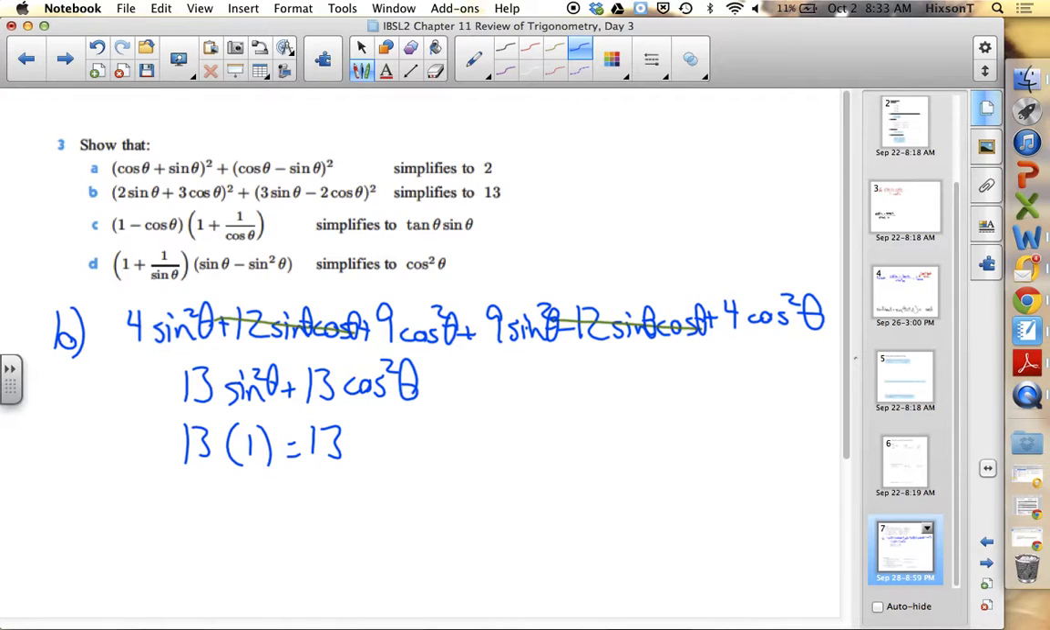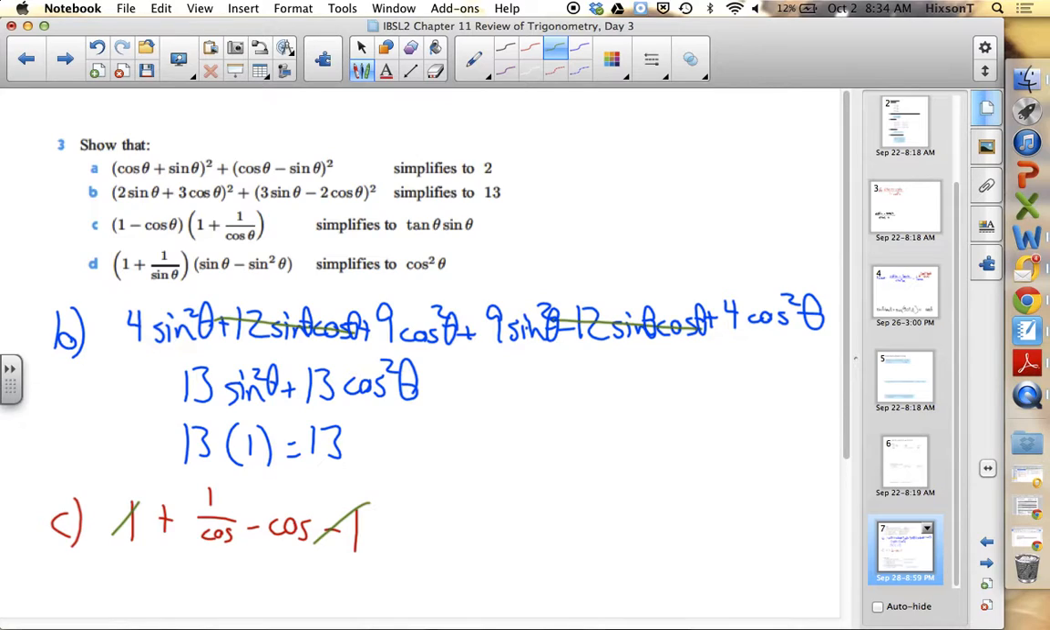Alright, then we had C. For this one, you needed to FOIL, and you have 1 plus 1 over cosine minus cosine minus 1, right? Negative cosine times 1 over cosine is a minus 1. So, obviously, we've got the 1 minus 1. We need this to be tangent times sine.